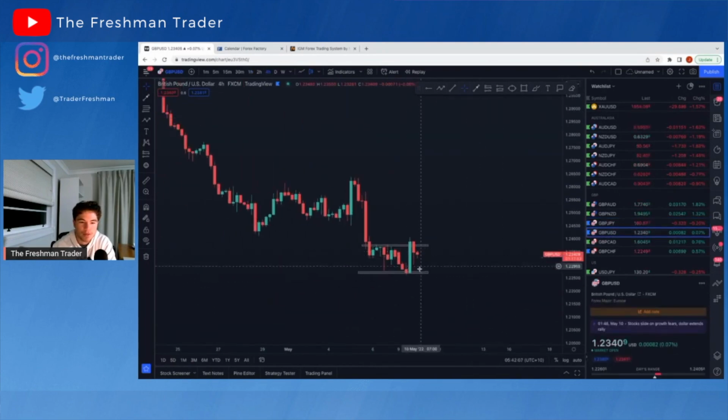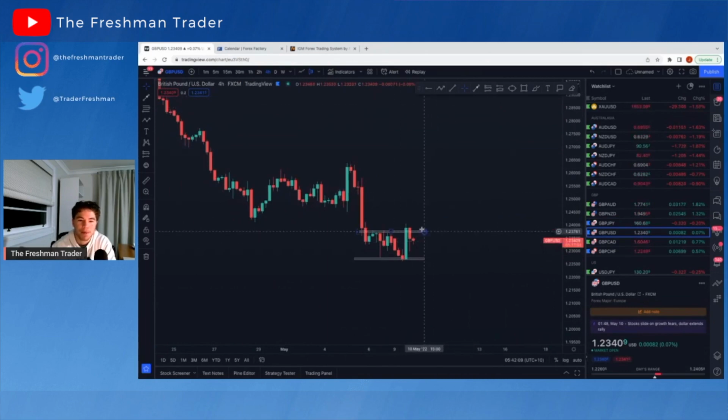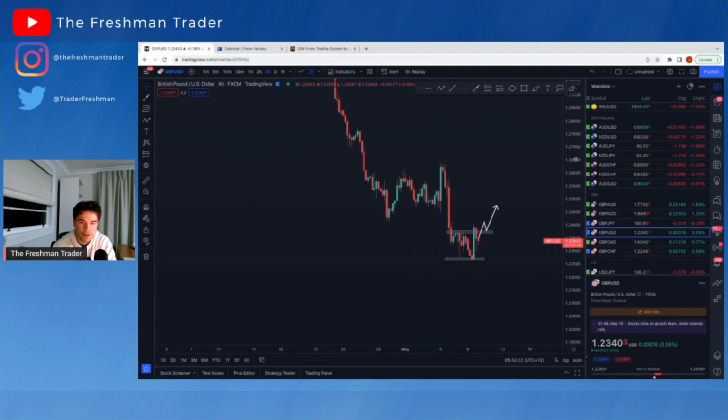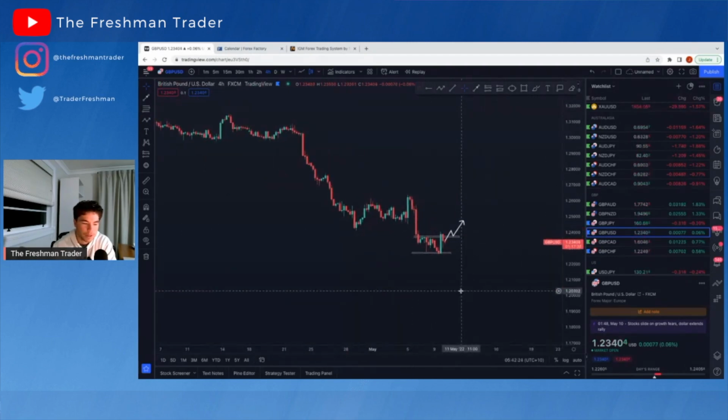GU, I believe, is ranging at the moment. And for me, until I break out of here, I won't be trading. Hopefully we can push above here and look for price to create a new high and a higher low structure to potentially reverse this big bearish downtrend. Okay.